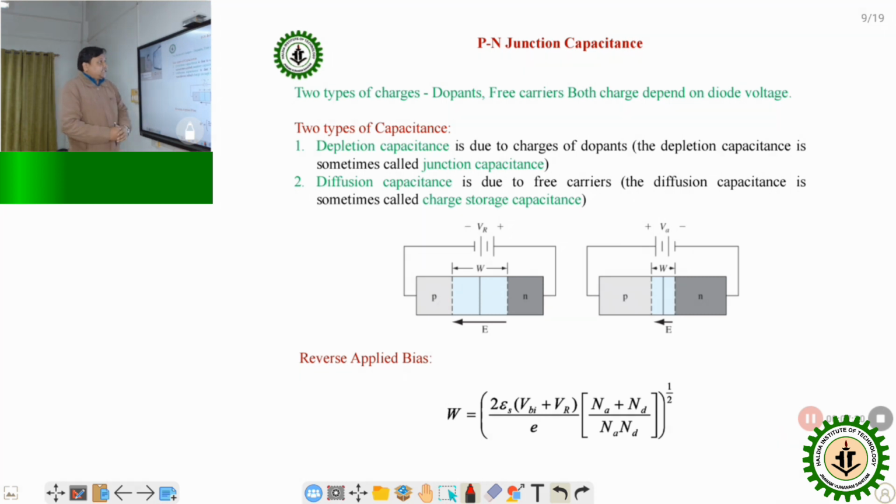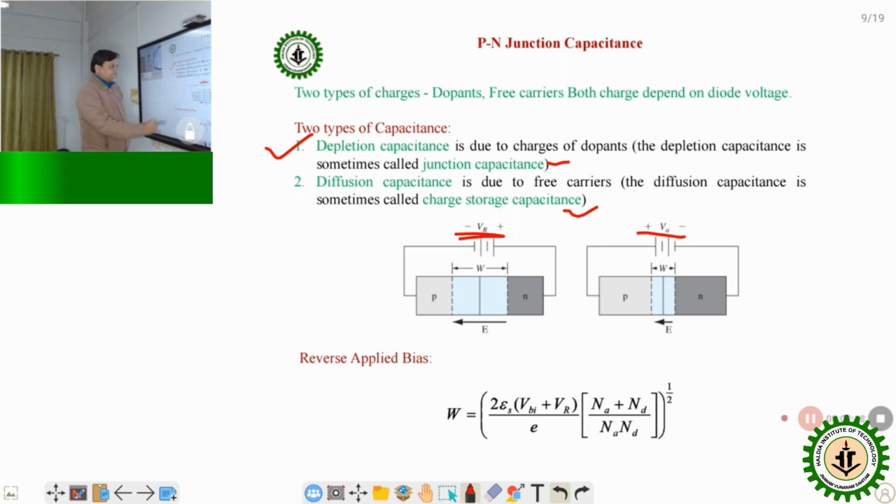So now we discuss the junction capacitance, PN junction capacitance. PN junction capacitance is of two types. One is depletion capacitance, another is diffusion capacitance. Depletion capacitance depends on the dopants, and diffusion capacitance depends on the free carrier charge. Depletion capacitance appears due to the reverse bias voltage, and diffusion capacitance appears due to the forward bias voltage. Depletion capacitance is sometimes called the junction capacitance, and diffusion capacitance is called the charge storage capacitance. So in this lecture we are very much interested in the depletion capacitance.